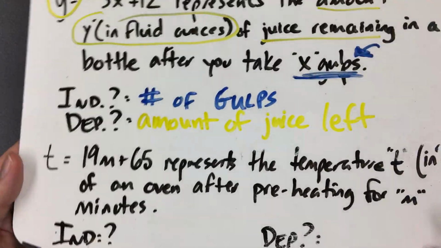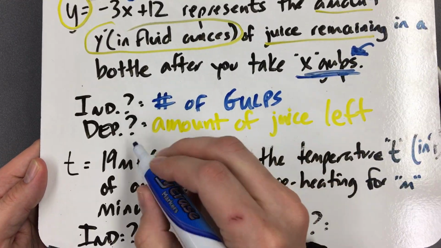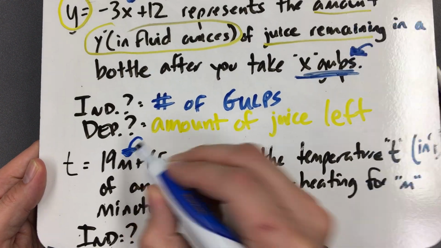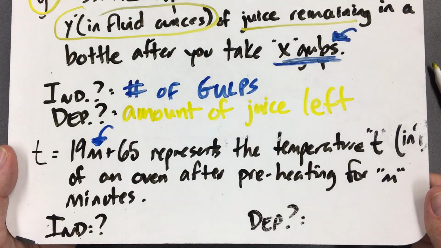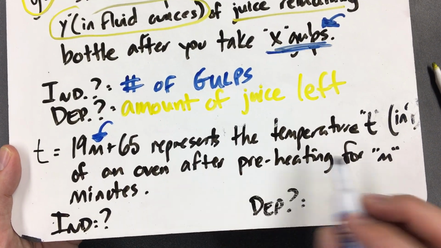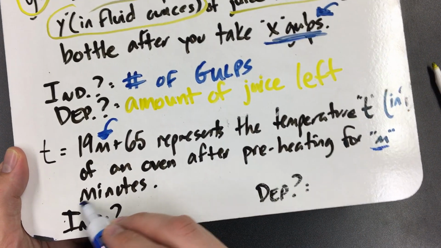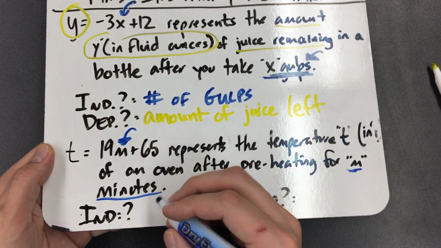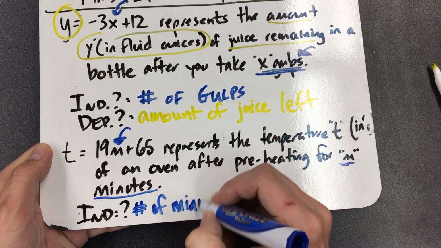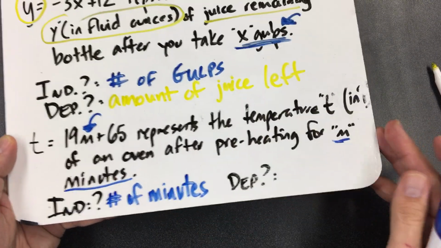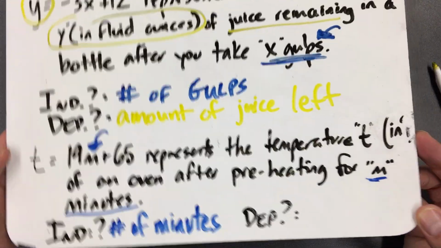Now this one doesn't have an x and a y, it has a T and an M, but this is where you would plug a number in, right? This is going to be your input. We could determine how many minutes we leave the oven on for. And so you can see it right here. The letter M is right here, minutes. How many minutes you've preheated the oven. So the independent, you can choose how many minutes to preheat the oven, 10, 5, 4, 3, whatever, 20.